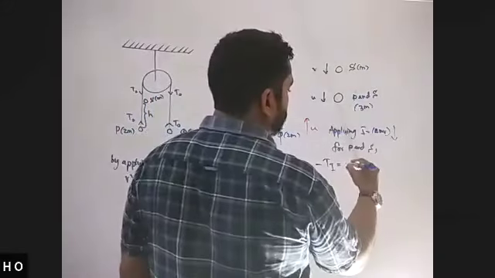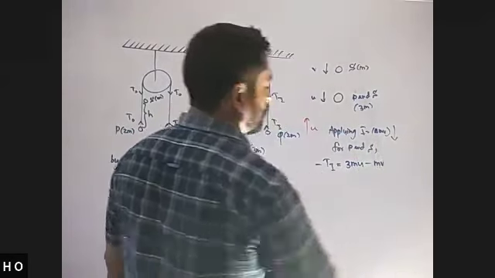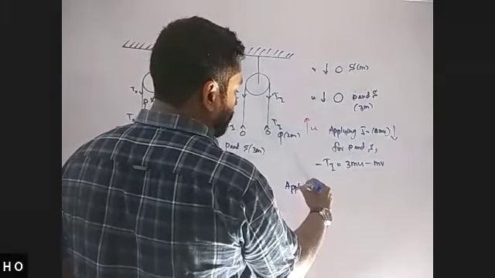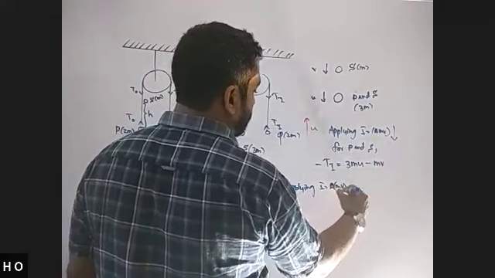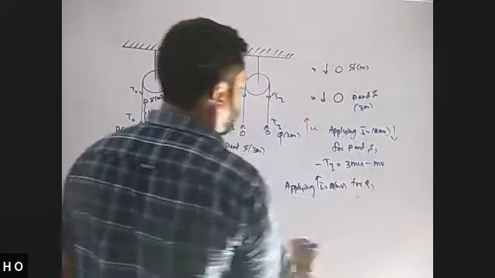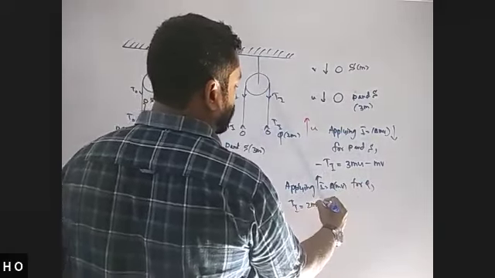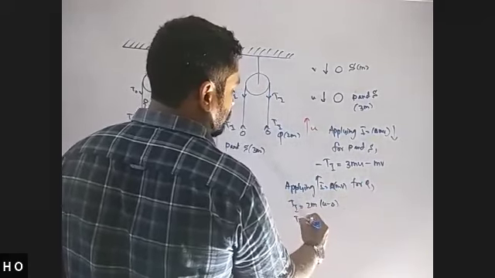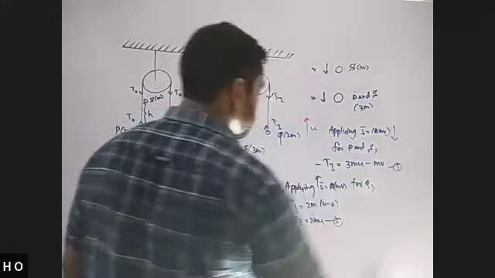It is going to be Pm into u minus m into, that is minus Ti. Now let us apply I equals delta mv to the other particle. There you have Ti equals 2m into u minus 0. So Ti equals 2mu. This is 2. This is 1.